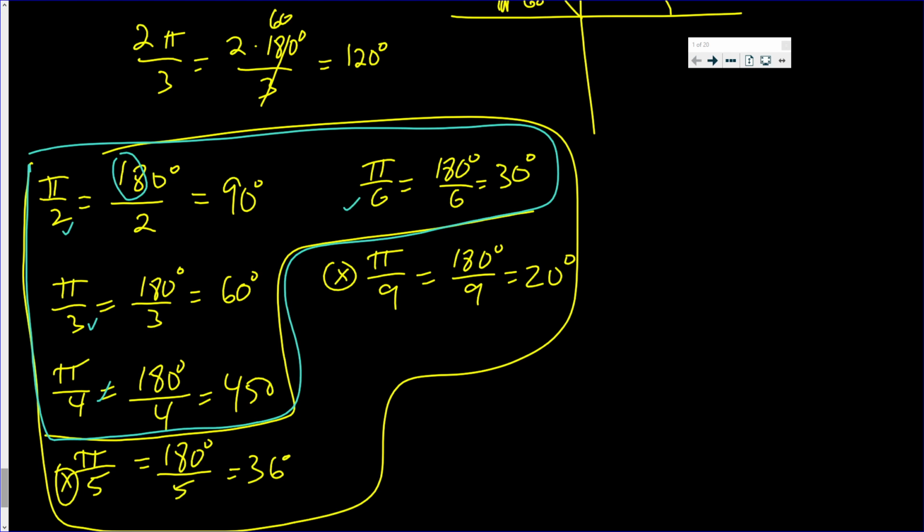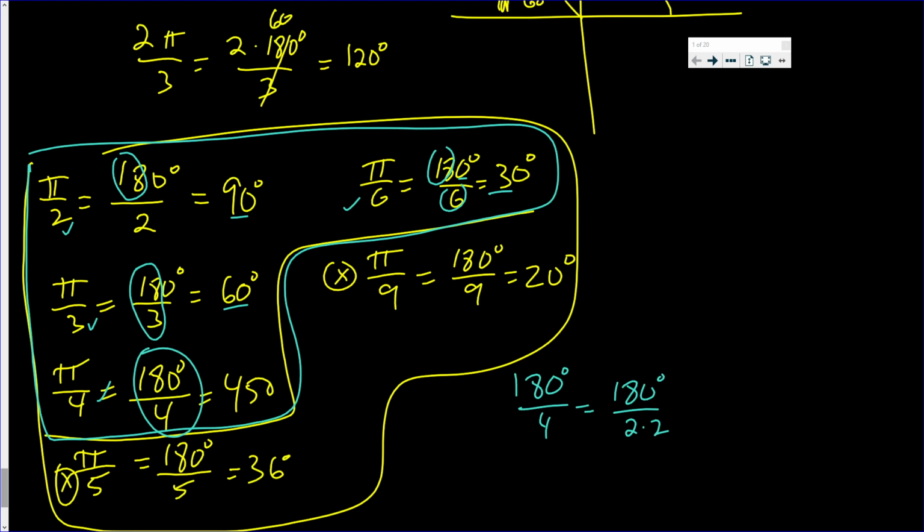2 goes into 18 9 times, add a 0. 3 goes into 18 6 times, add a 0. 6 goes into 18 3 times, add a 0. This one's a bit harder. How I do it is I divide by 2 twice. 180 divided by 4 is 180 divided by 2 times 2. Well, 2 goes into 18 9 times, so it goes into 180 90 times, and then 2 goes into 90, you should know, 45 times. That's how you get 45 degrees.